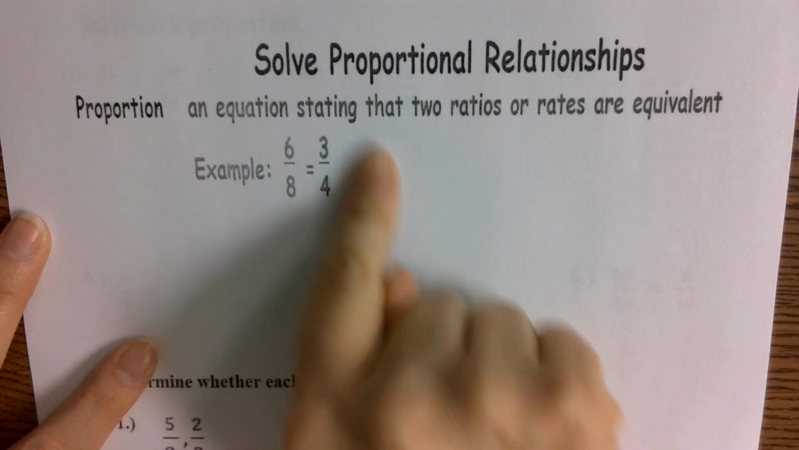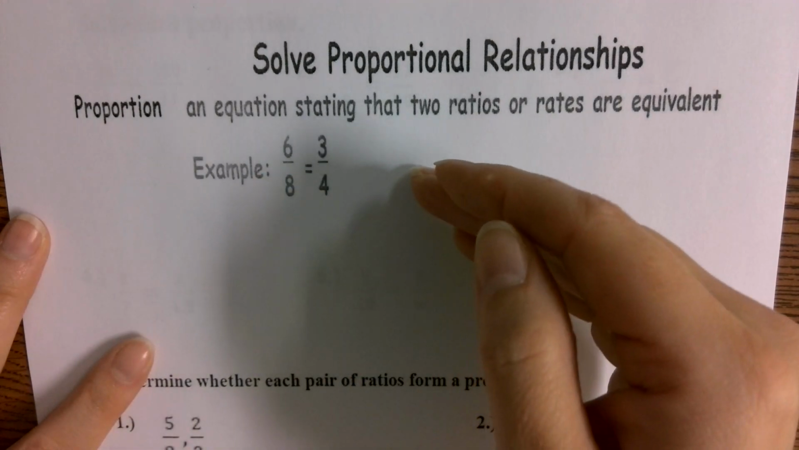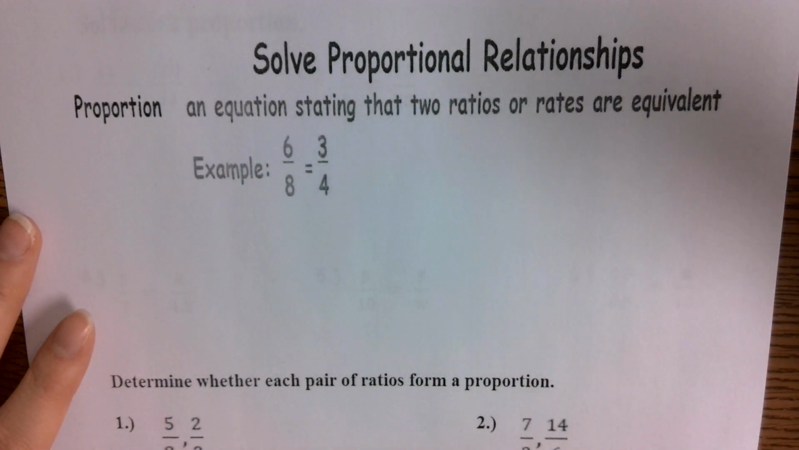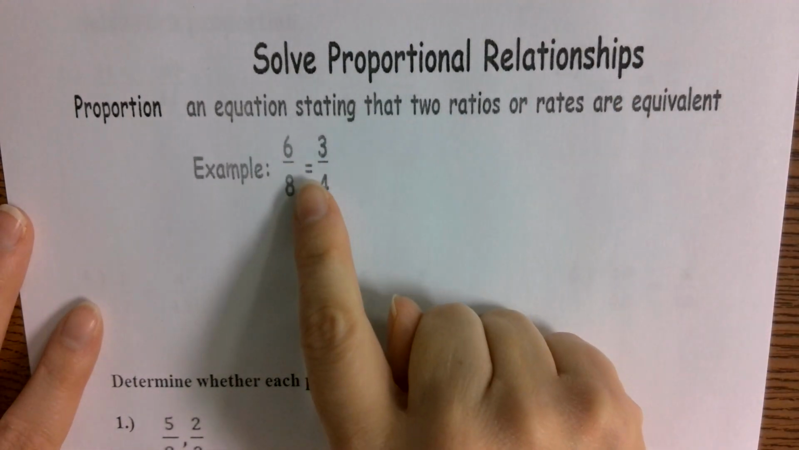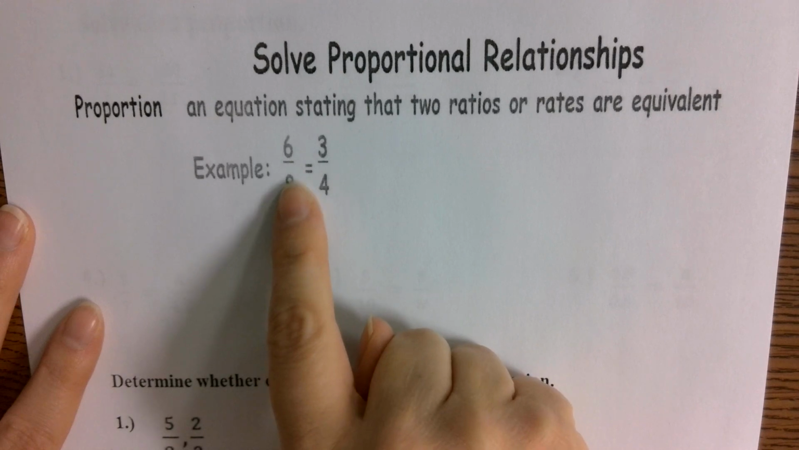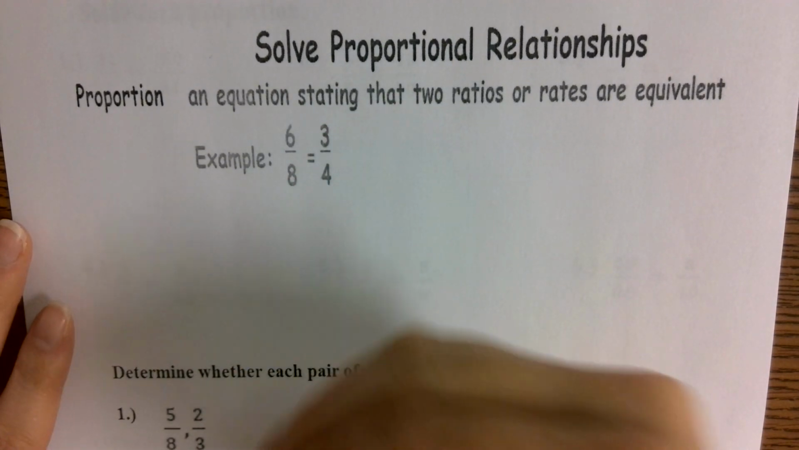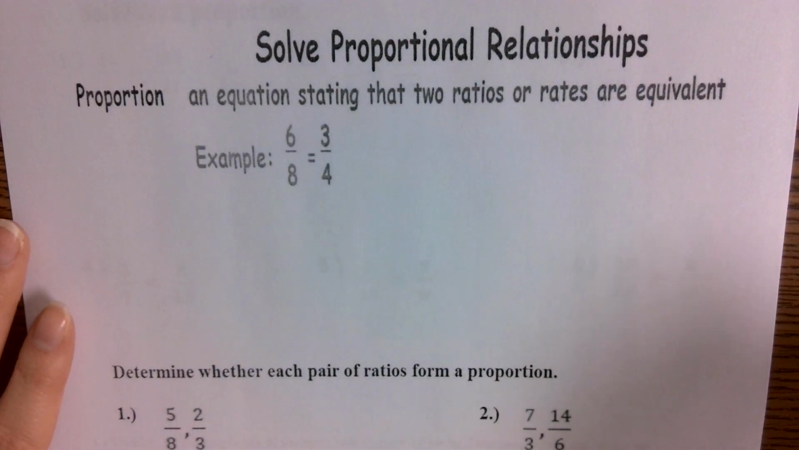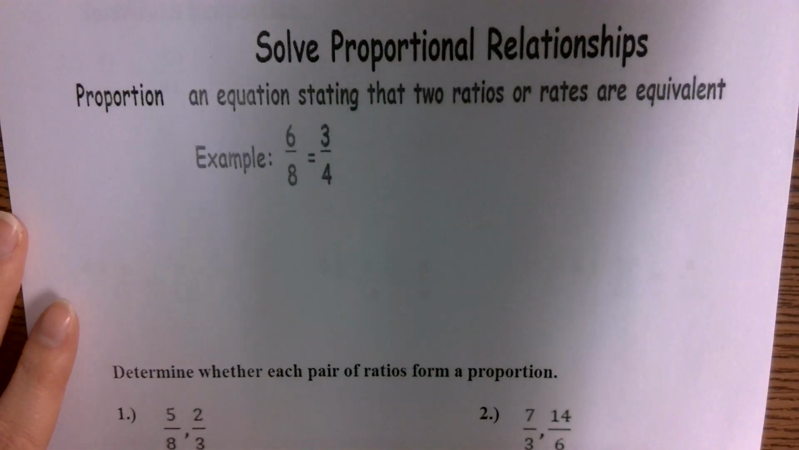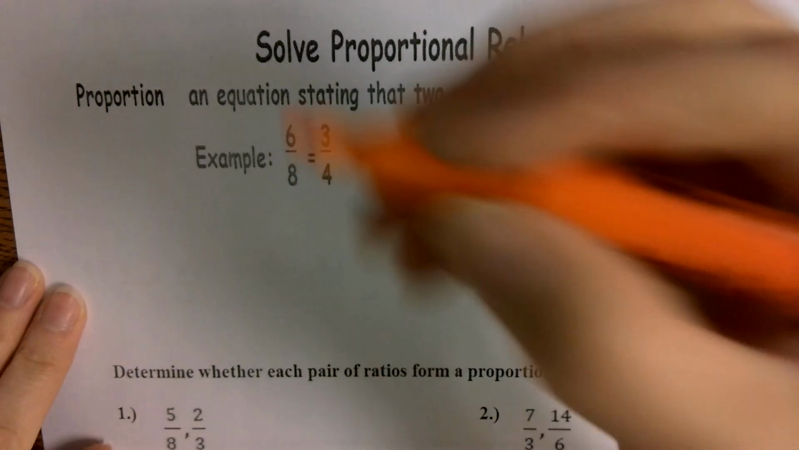So here I have an example of two ratios. A ratio is basically a fraction. And when we set those ratios equal to each other, we call it a proportion. So 6 over 8 equals 3 over 4. I want to know whether this is actually a proportional relationship. And the way that I can check is through that cross product.